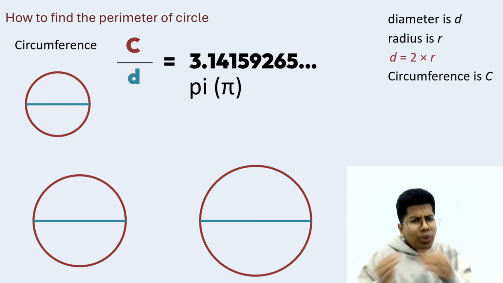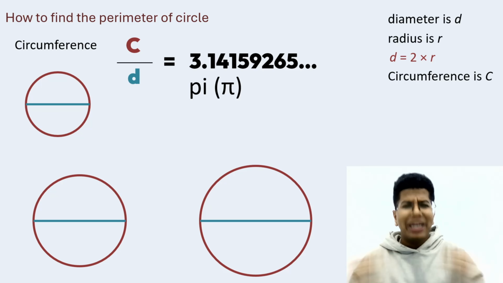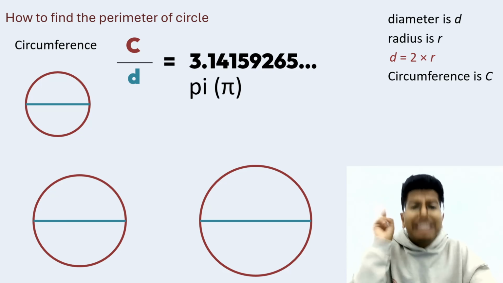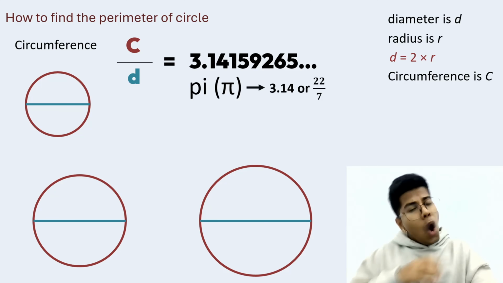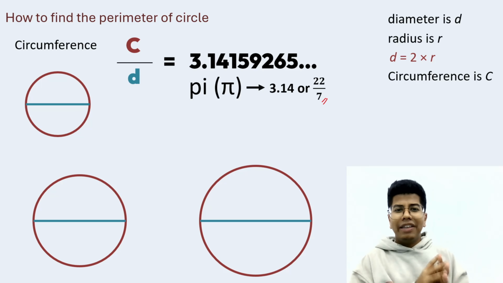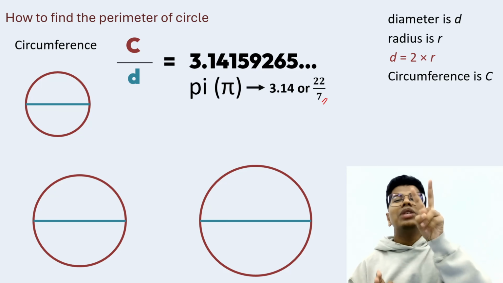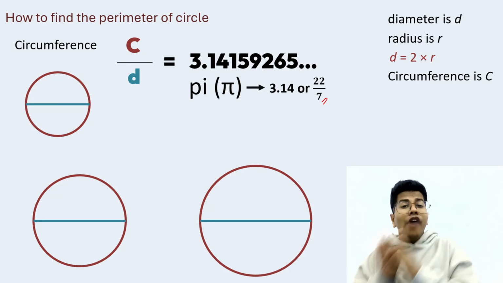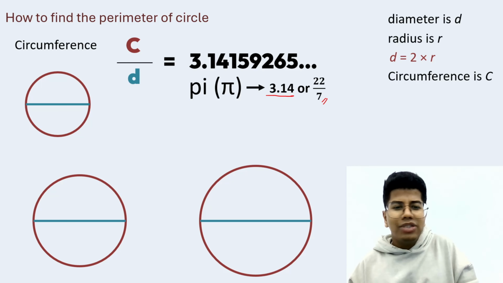So, while calculating, can we take an infinite number of digits? Of course not. So what we can do is, since the value of pi is long, we only take the first two digits after the decimal. So the value of pi is 3.14. Or else we can also take the value as 22 over 7. Now why 22 over 7? Because when you divide 22 by 7, you get the same starting digits, that is 3.14. So that is the reason why for the value of pi, there are two values: one is 3.14, the other is 22 by 7.